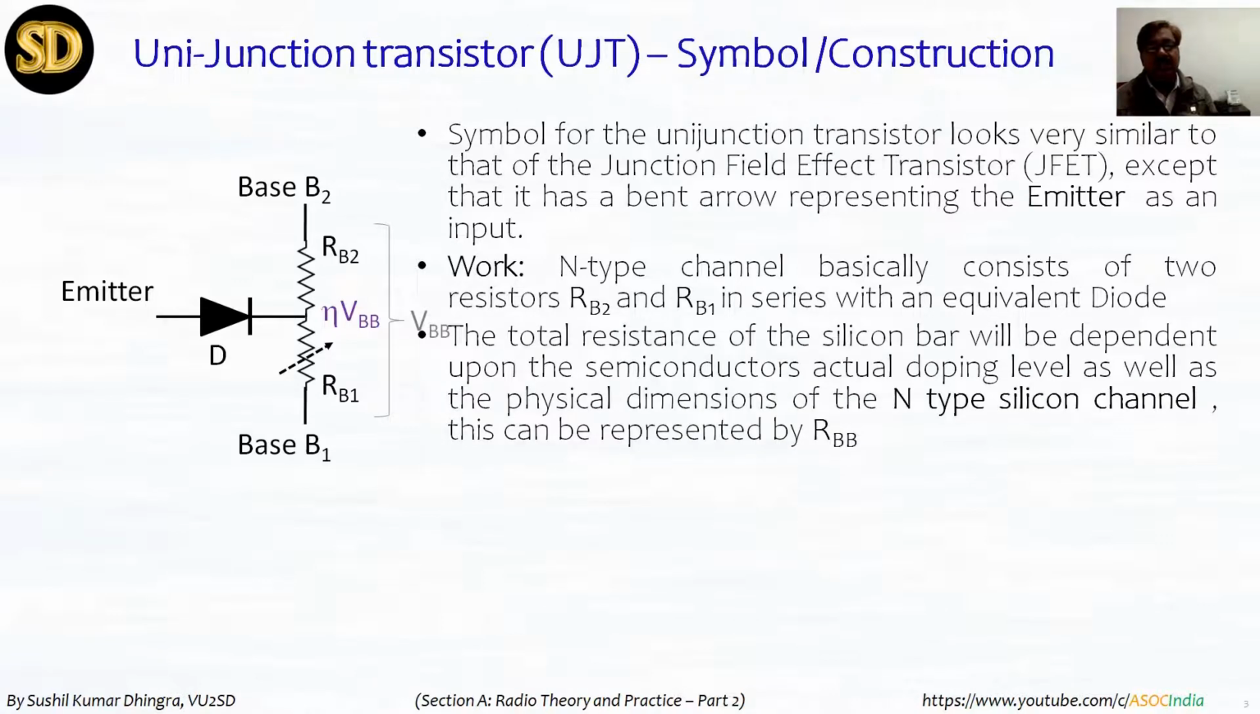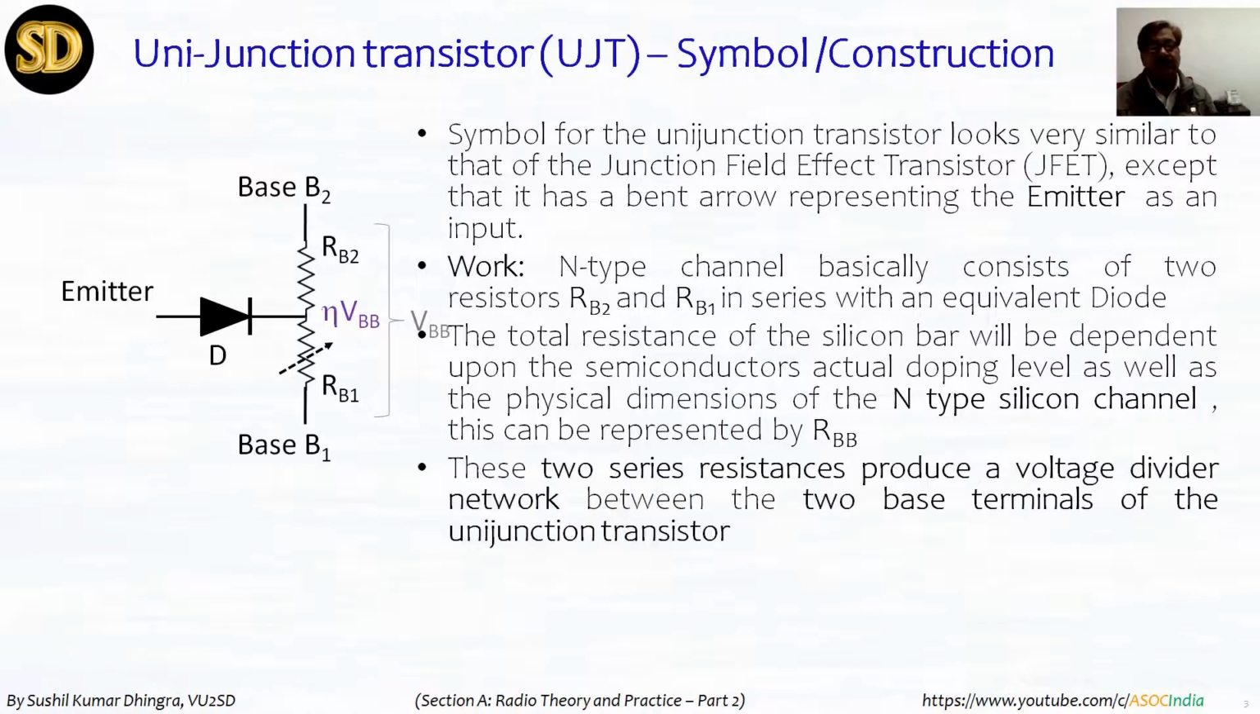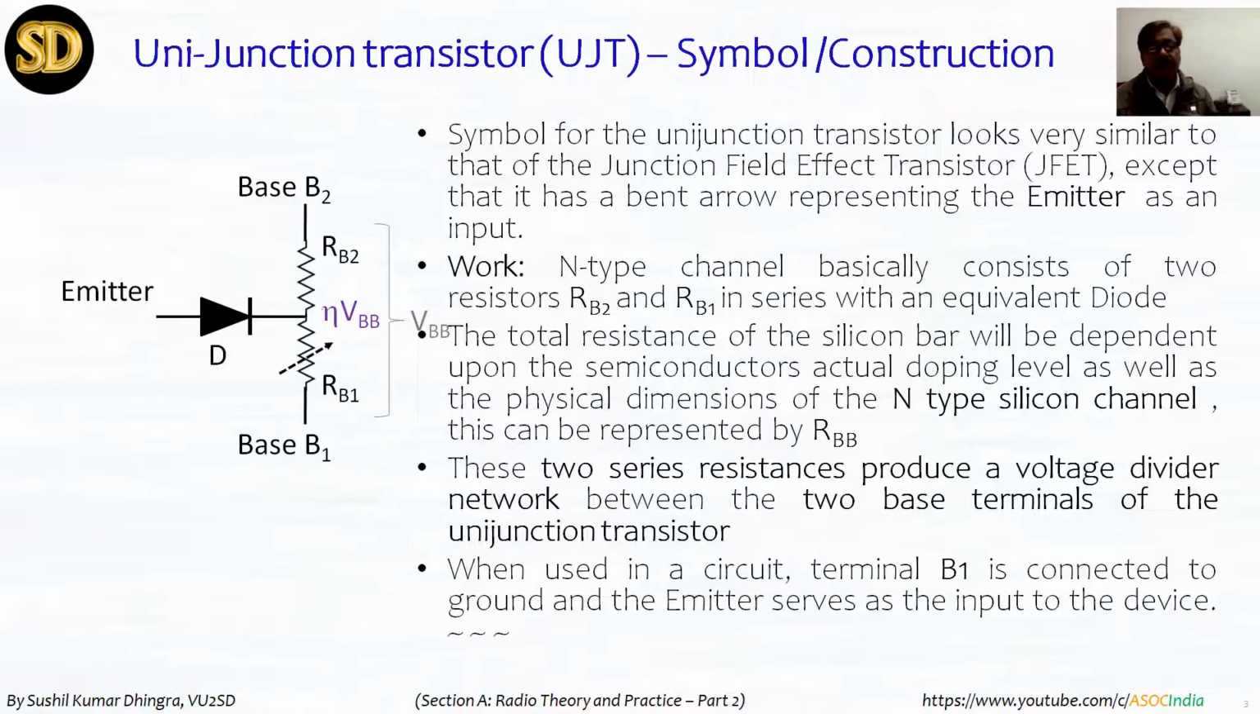The total resistance of the silicon bar will depend upon the semiconductor doping level as well as the physical dimensions of the N-type silicon channel, and this can be represented as RBB, already shown to you on screen. You can see the 2 series resistors produce a voltage divider network between the 2 base terminals of the UJT. When used in a circuit, terminal B1 is connected to the ground and the emitter serves as the input of the device. I am saying it again because no doubt this may come in your ASOC exam.